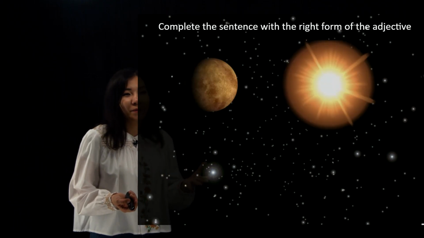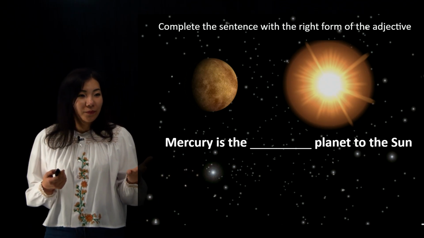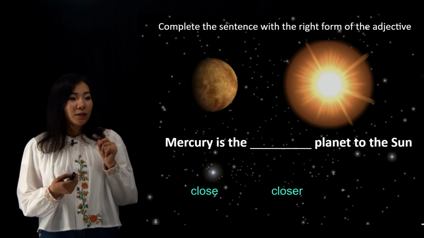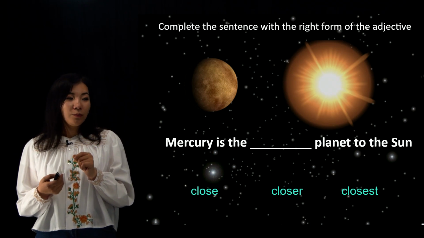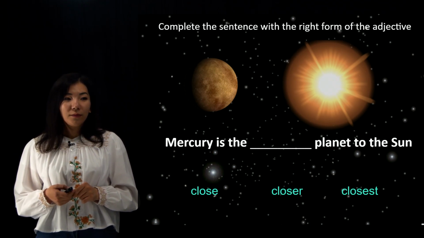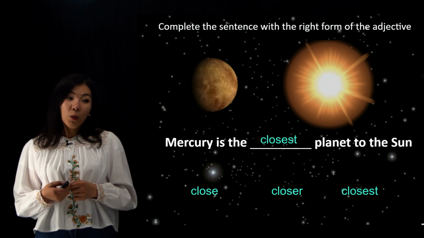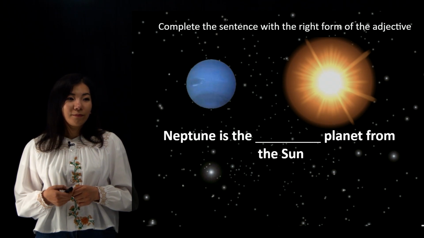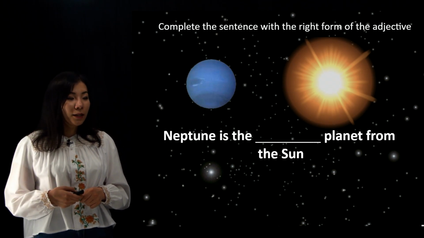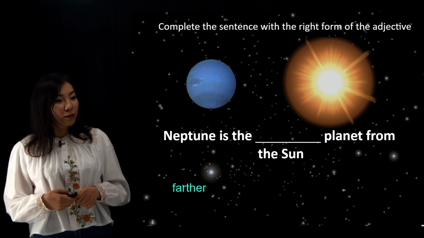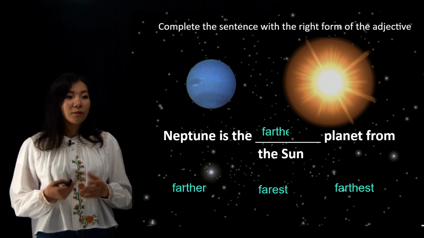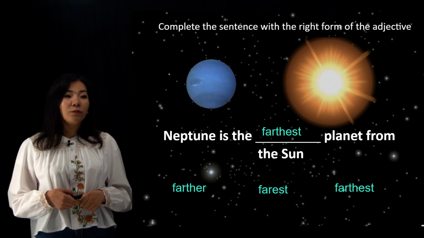Okay, so yeah. Mercury is the closer or closest planet to the Sun. So it's going to be Mercury is the closest planet to the Sun. Neptune is the farther or farthest planet from the Sun. Of course, it's the farthest planet from the Sun.